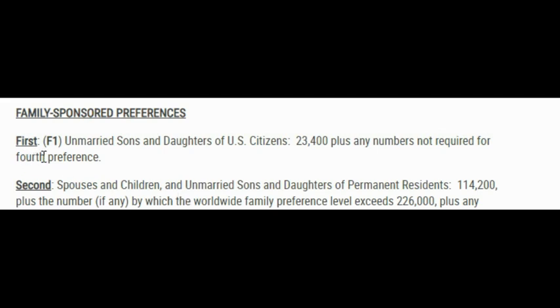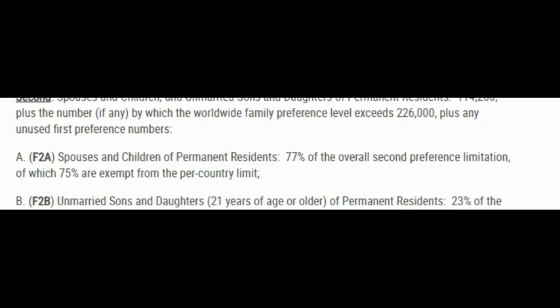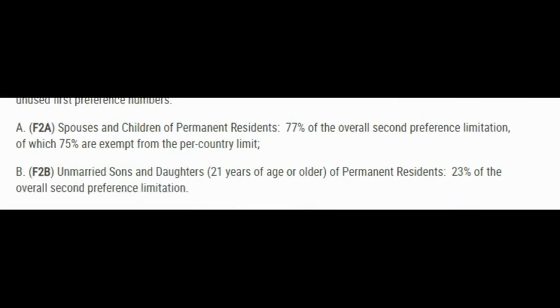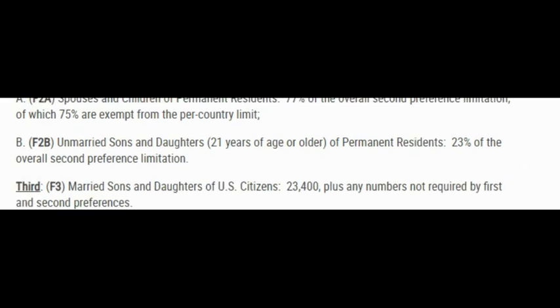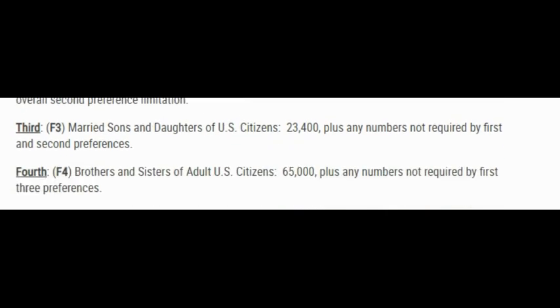So for the first category, we have unmarried sons and daughters of U.S. citizens. And then on the second category, we have F2A, which is spouses and children of permanent residents. Okay, and also we have F2B, which is unmarried sons and daughters of a permanent resident, 21 years of age or older. Okay, and then in the F3 category, we have married sons and daughters of a U.S. citizen, as you can see here. And then the fourth category is brothers and sisters of adult U.S. citizens.